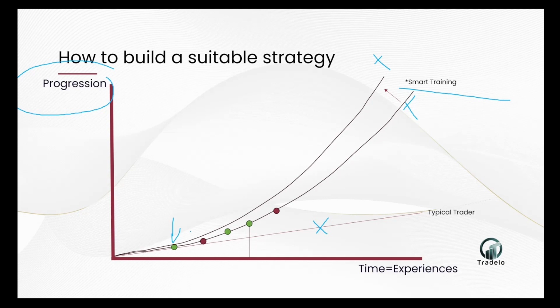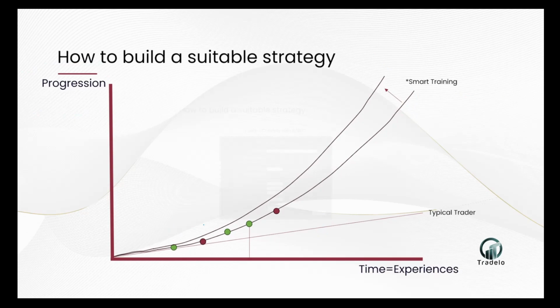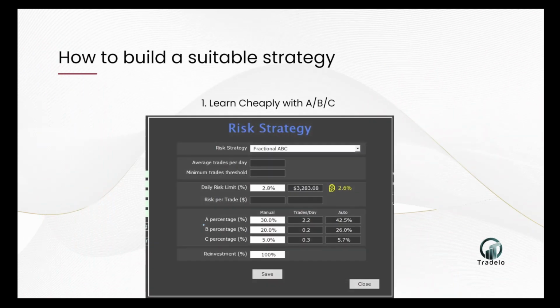Now, the million-dollar question: how do we build a suitable strategy? Okay, it's all about iteration. That's how you build a suitable strategy. You've got to iterate, but it's got to be done in a smart way. So, the 3 steps you're going to follow, and this is key. These are some tips I'm going to give you for building a suitable strategy for yourself.